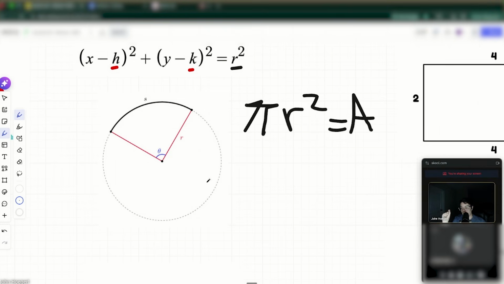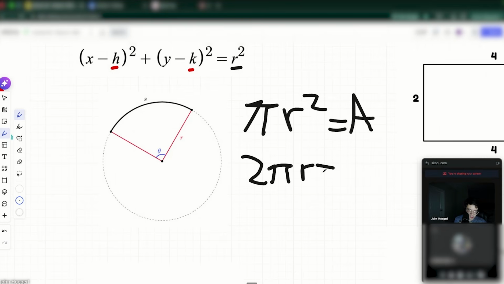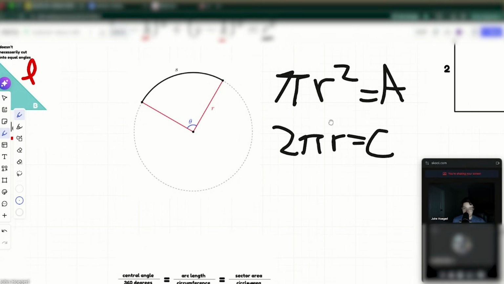And then if I want to find the crust, or let's just use the actual term, the circumference of the circle, I would do 2 pi r. That is equal to the circumference, crust, whatever. So back to my example before, let's say that the radius was equal to 3. Now we have everything we need to actually find out how much of the pizza that friend took.